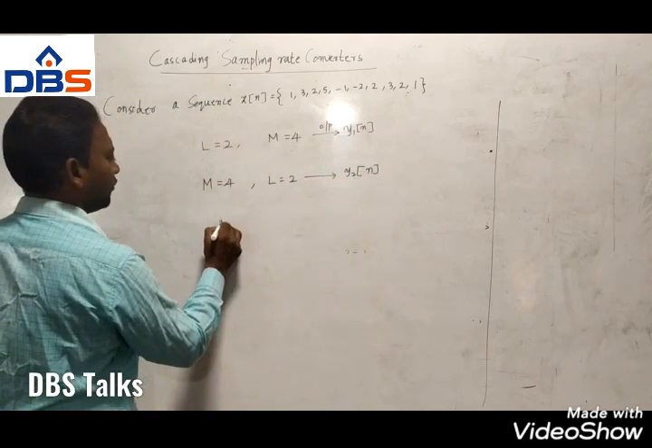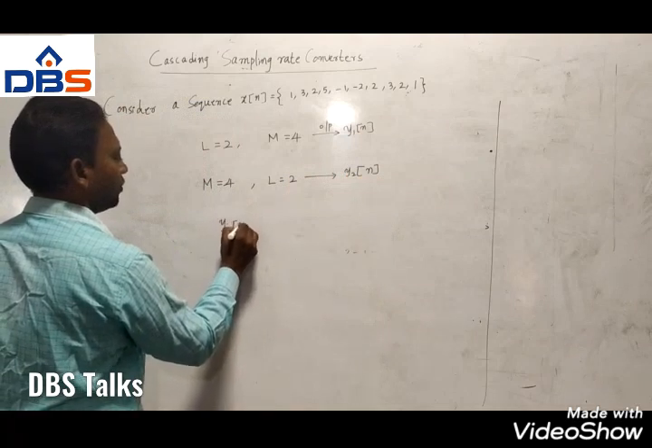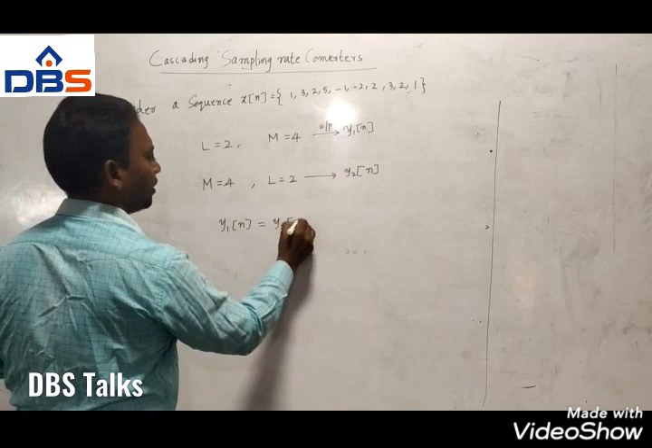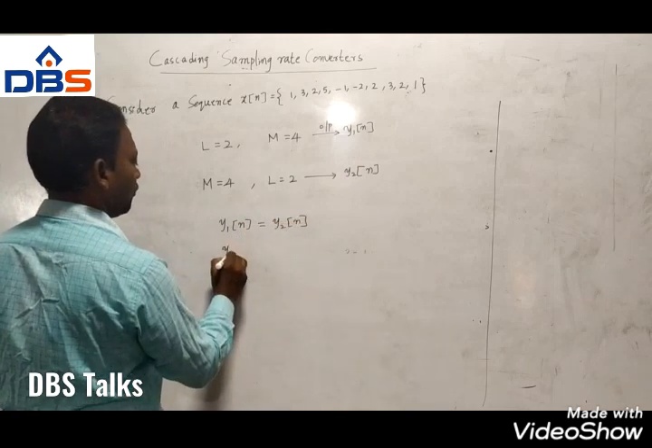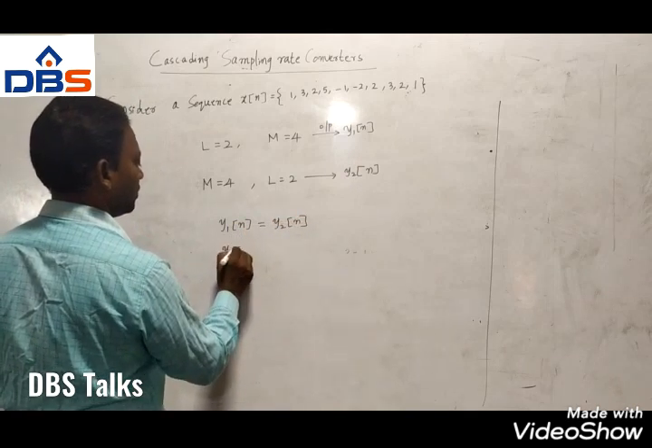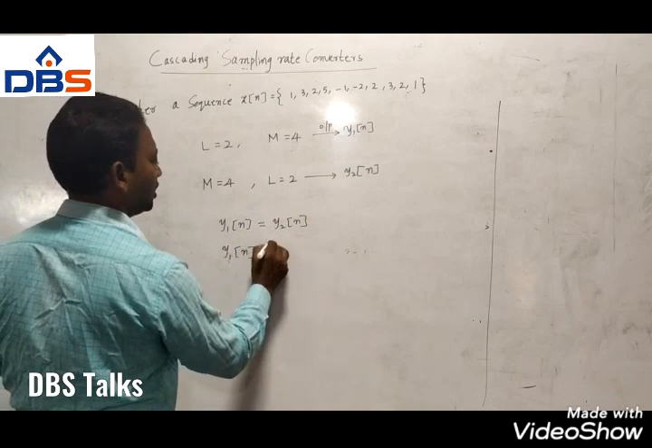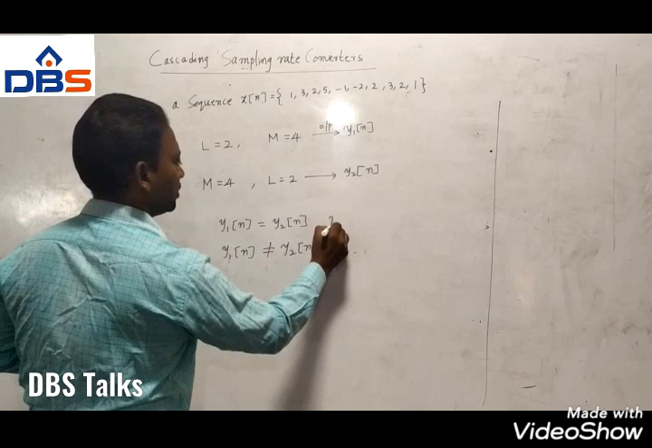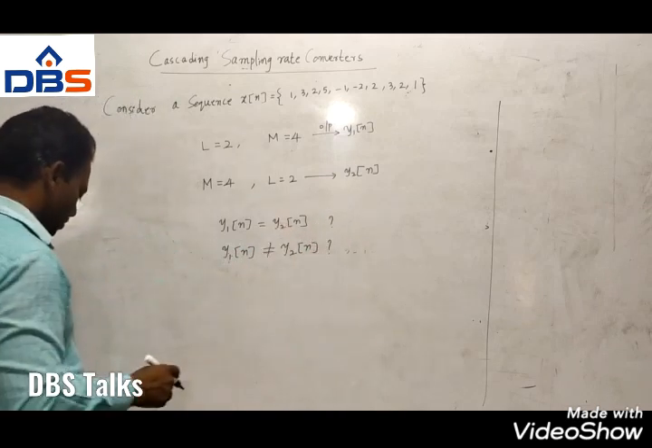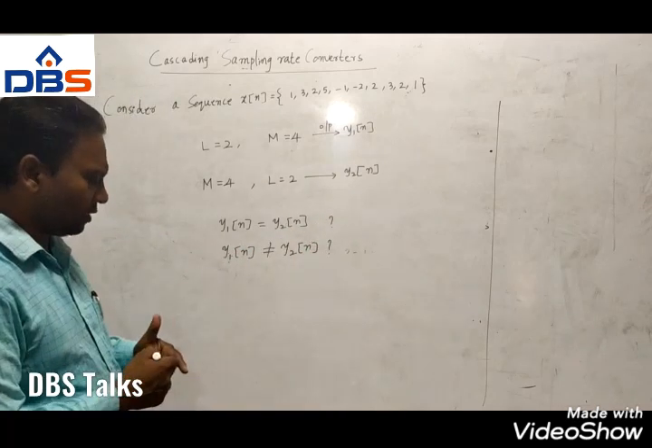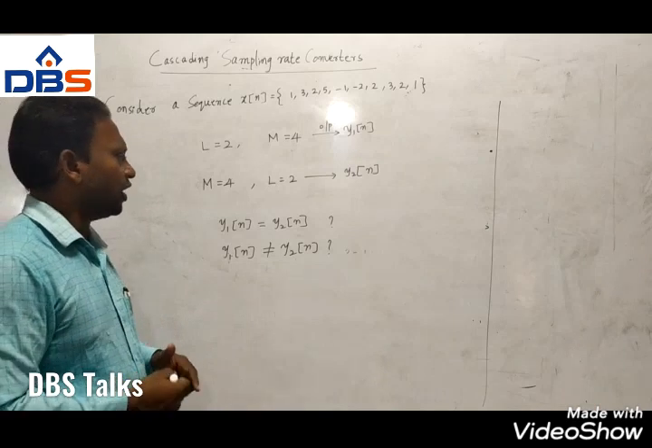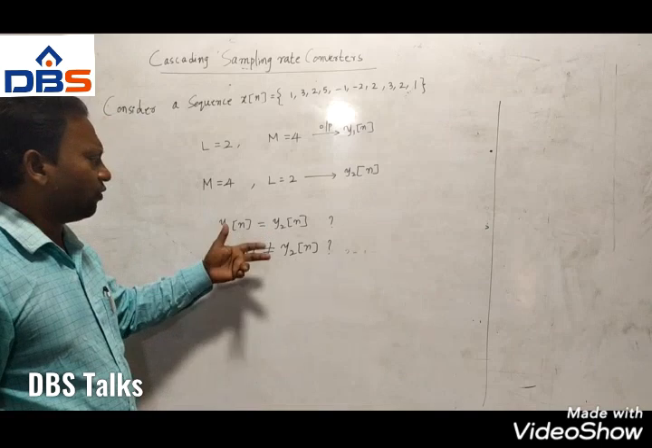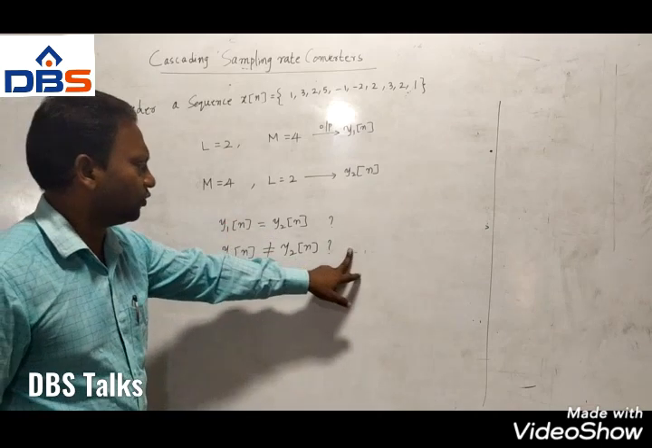You identify whether y1n is equal to y2n or y1n is not equal to y2n. Okay, you find out these two and tell me whether they are equal or unequal. Even try to find out the reason if they are equal or unequal. So you try to find out what the answer is.